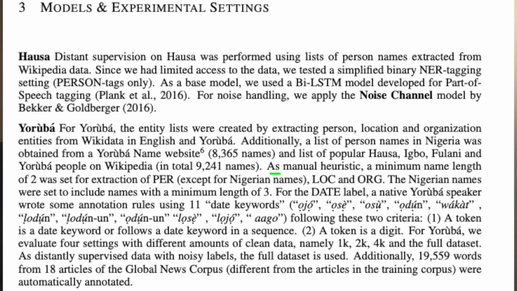Now in terms of automatic annotation rules, these are rules that are usually derived from domain experts to mass label the training instances. It works best for entities with specific patterns. For example, in the Yoruba dataset, a minimum name length of 2 was set for location, person, and organization, except Nigerian names. For the date entities, a native Yoruba speaker came up with annotation rules using 11 date keywords.